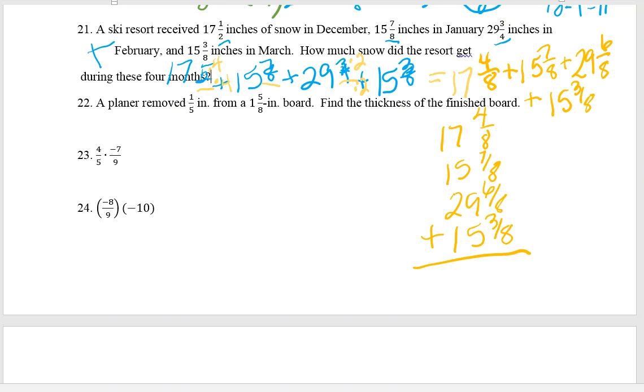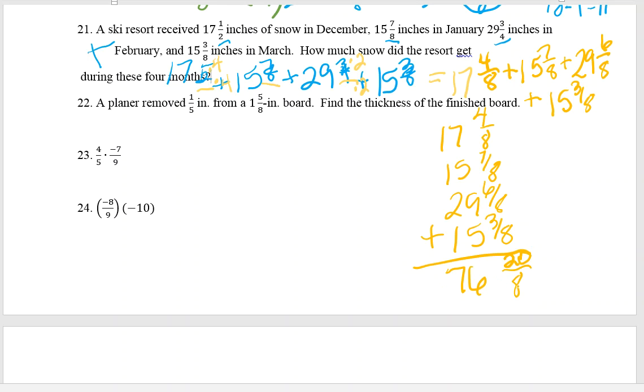So let's go ahead and add the whole parts first. So either in your head or with your calculator, take 17 plus 15 plus 29 plus 15. So I got 76. Now remember, 8 is like a name, so it doesn't change, it stays 8. So now we're just going to add the top numbers. So 4 plus 7 plus 6 plus 3. So I have 28.